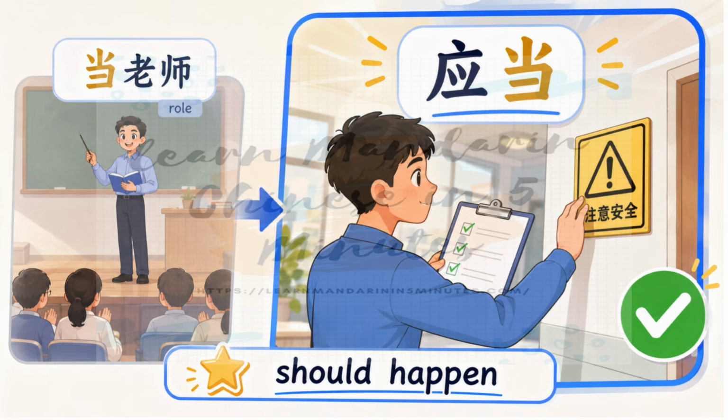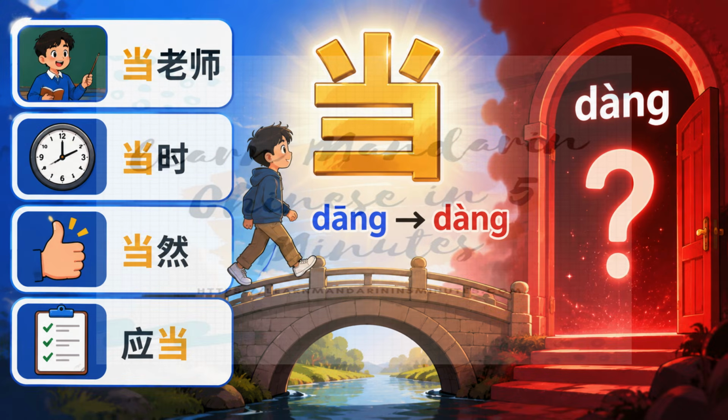So for learners, remember these four dāng words. 当老师, take a role. 当时, point to a time. 当然, naturally or of course. 应当, should or ought to. That covers many common dāng words.